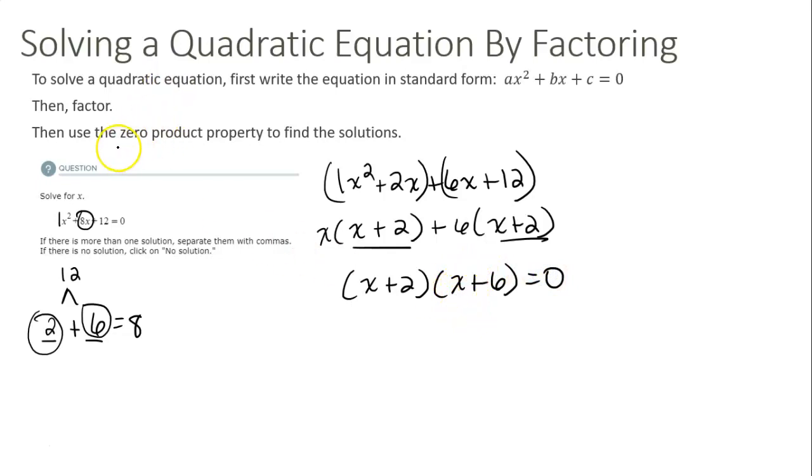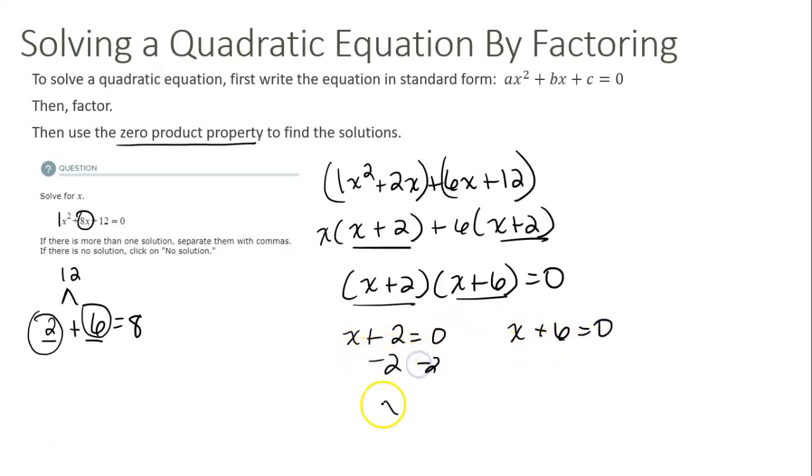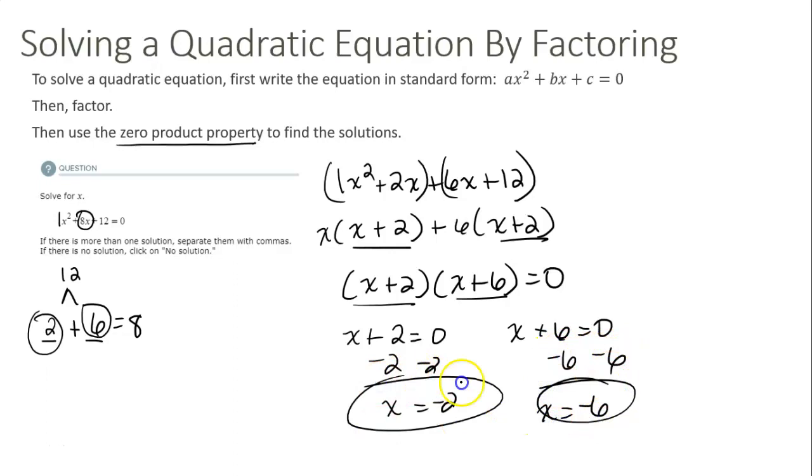But now we need to use the zero product property with our factors to find our solutions. So you've done all the hard work. Now it's just creating your two one-step equations. x plus 2 equals 0 and x plus 6 equals 0. We subtract 2 from each side, so x equals negative 2. Subtract 6 from each side, so x equals negative 6. So our solutions are negative 2 and negative 6.